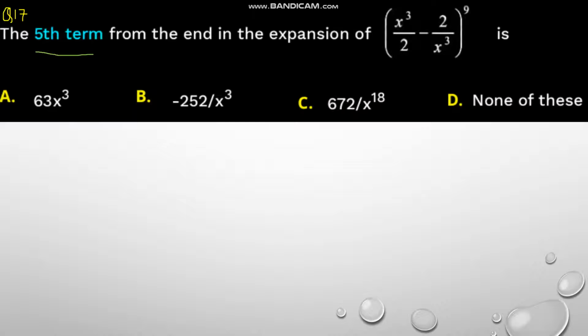Find the fifth term from the end. See, there are 10 terms, so I can write 10 dashes here: 4, 5, 6, 7, 8, 9, 10. Ten terms are there. Fifth term from the end means 4 terms are left. Now this term is what we are finding, which is from the beginning.